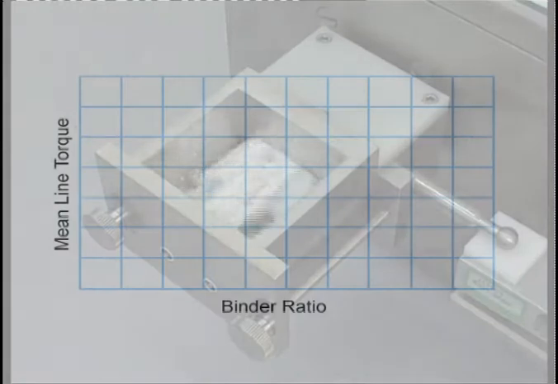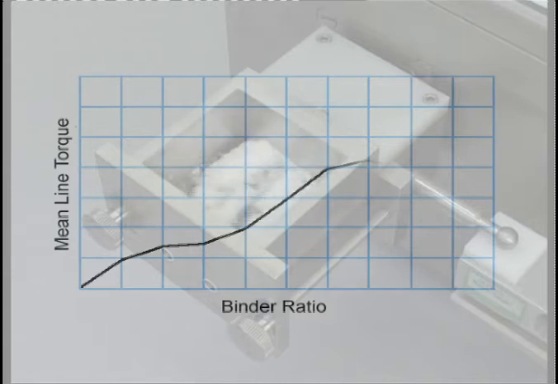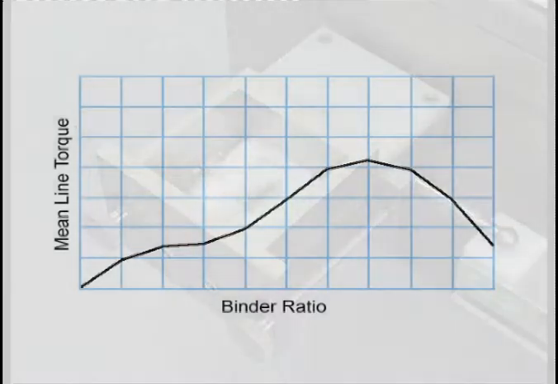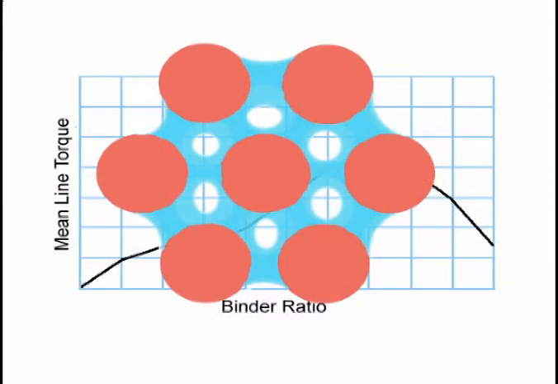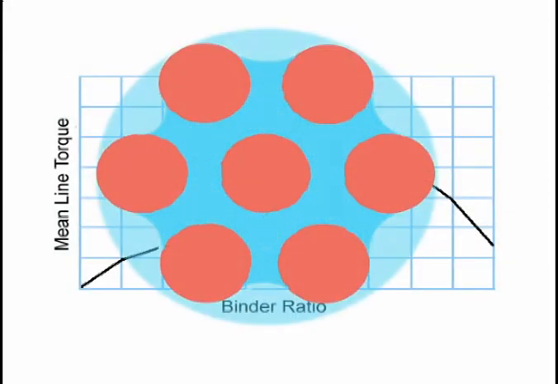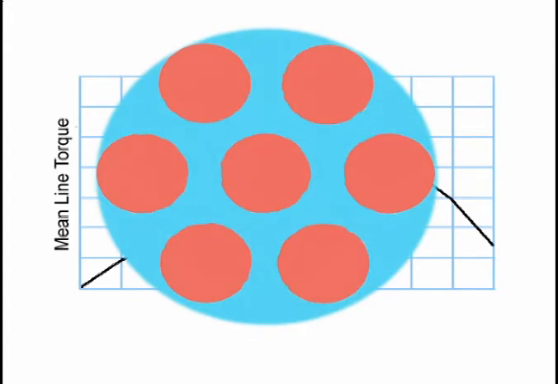Many materials studied using the mixer torque rheometer have exhibited an increase in measured torque values with increasing binder content, rising to a maximum, thereafter decreasing as a slurry is produced. This behavior is consistent with the differing states of liquid saturation in an assembly of particles.